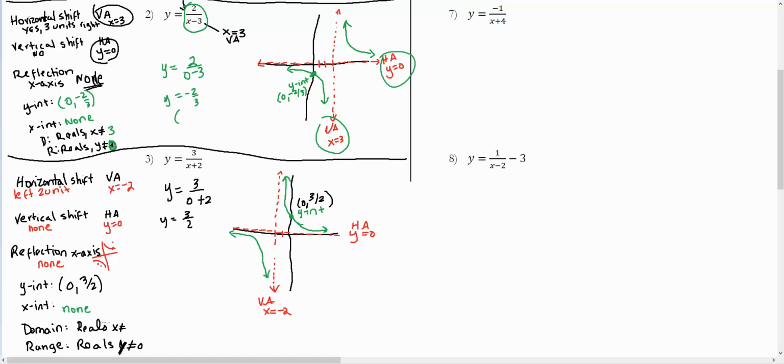The domain is the x values. x can be any number, but x can't be negative 2. y can be any number, but y can't be 0. And look at me, I filled it out beforehand. y can't be 0.